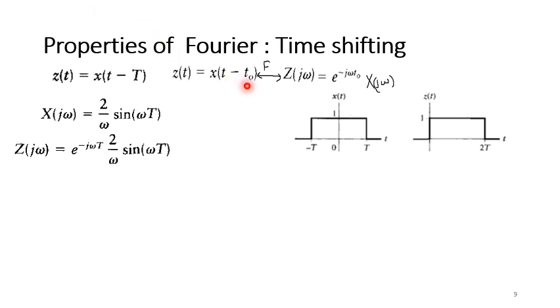So in time domain we shift by this one, so in frequency domain we get multiplication by e power minus j omega t naught. So time domain shifting by t naught corresponds to multiplication by e power minus j omega t naught. In this case, because we are shifting it by capital T, it will be multiplied by e power minus j omega capital T, and the rest remains the same. So this is how we can exploit the time shifting property to find the Fourier transform of the time shifted version of the signal.